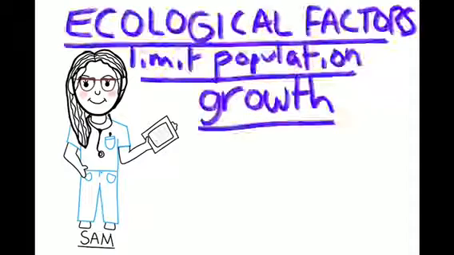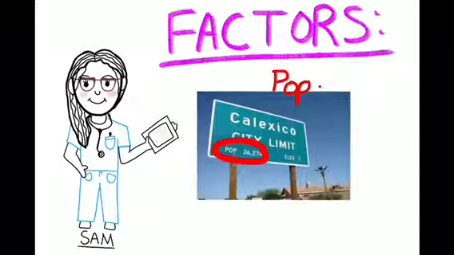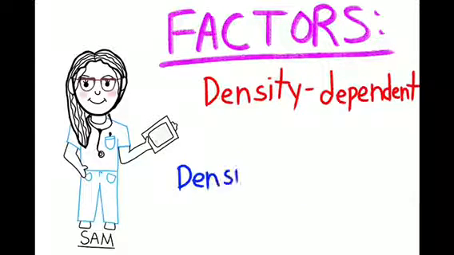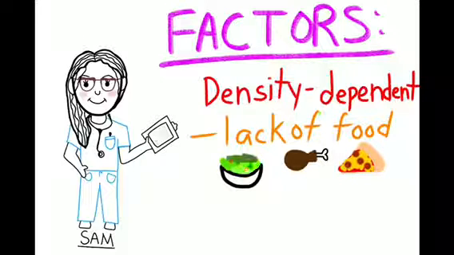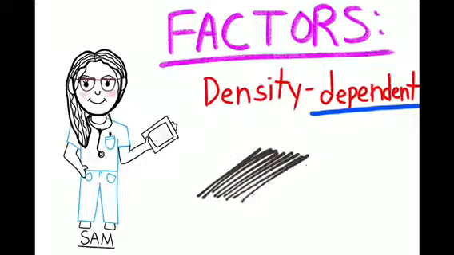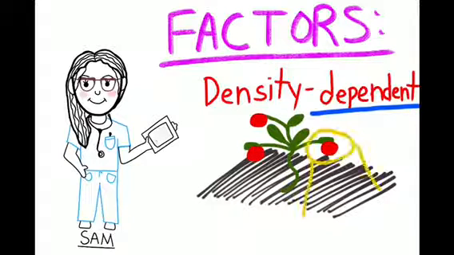Hi, my name is Samantha, and I will be talking about ecological factors that limit population growth. Population size, like the amount of people in Calexico, and growth are limited by many factors. These factors can be density dependent or density independent. Density dependent would be lack of food. As a result, some of the population would starve and die, which would make the population decrease. Density dependent is dependent because we have some sort of control over it. Since there is a lack of food, we could eventually grow more food so people wouldn't starve.